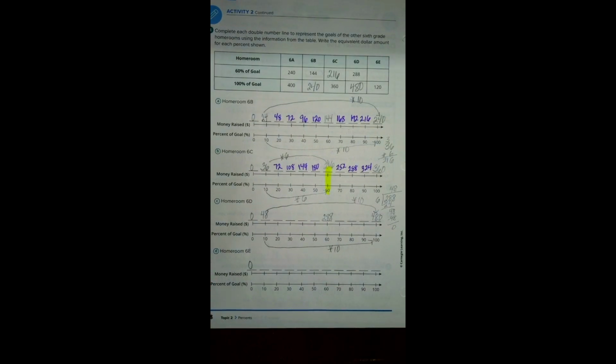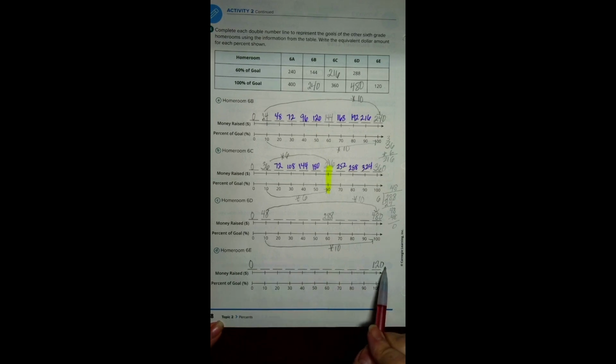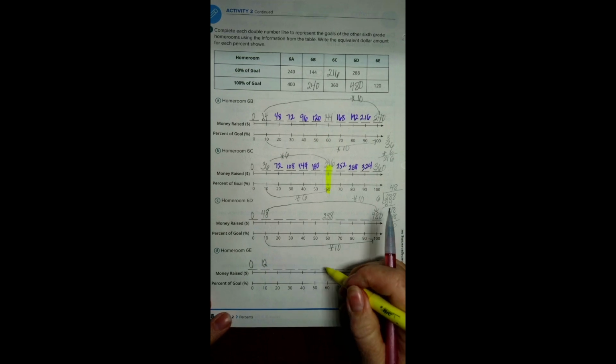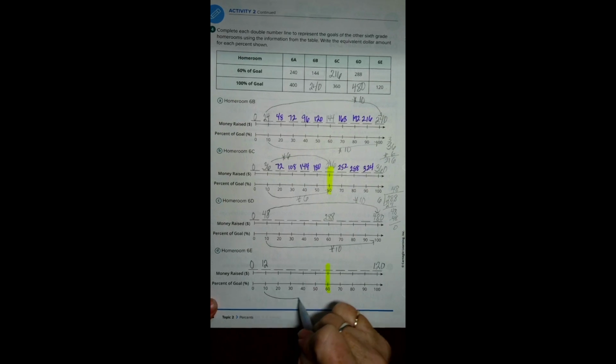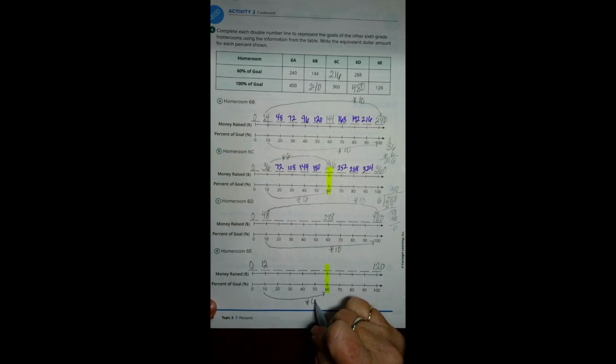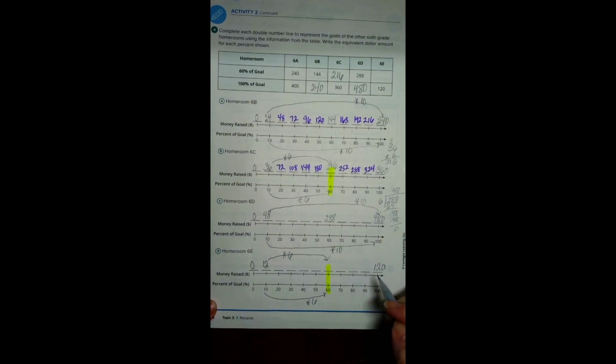Okay, and homeroom 6E, they're telling us the 100% is 120. So it is counting up by 120 divided by 10. Dividing by 10, you just move the decimal 1 to the left. So we're going up by 12s. And remember, we're interested in this 60% mark. So how do you go from 10 to 60? It's times 6. So 12 times 6 gives us 72.